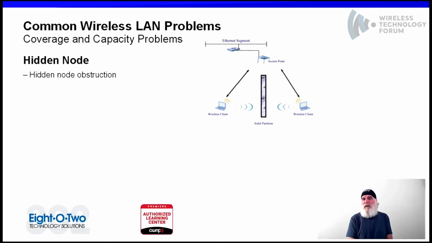So a couple of potential hidden node problems. The first one is hidden node obstruction. This is where you have maybe a solid obstruction between devices, such as a wall. They cannot hear each other because of this obstruction.